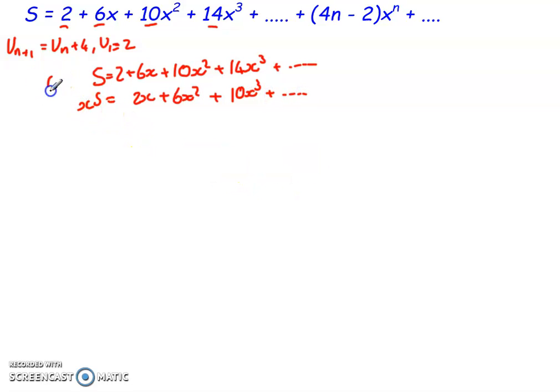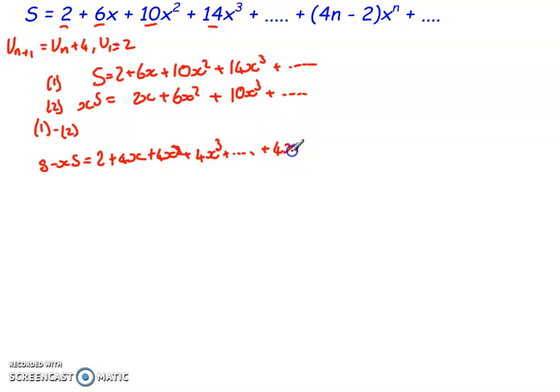And then again, if I label them 1 and 2, I'm going to do series 1 take away series 2. So I'm going to have S minus xS equals 2 plus 4x plus 4x squared plus 4x cubed, and it's going to continue on and on, with a generic term taking the format of 4x to the n minus 1. And that's just going to continue on till infinity.